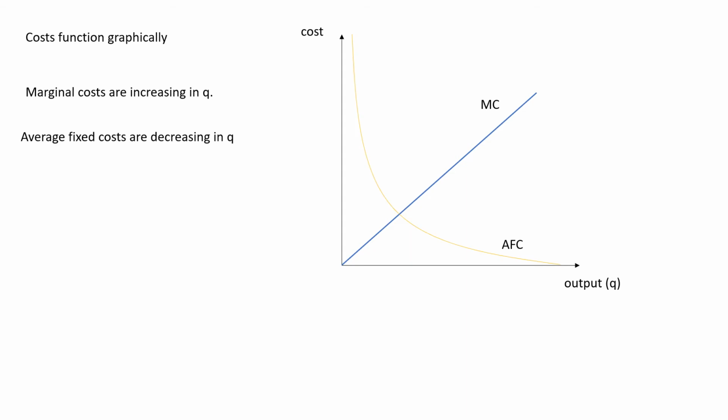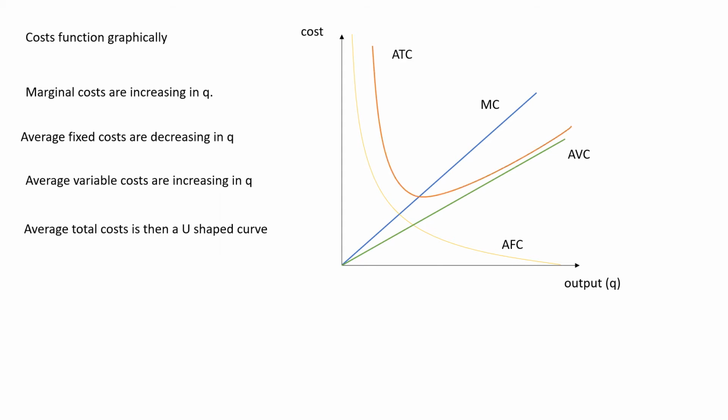Average fixed cost, that is, the fixed cost divided by output, is going to be a reciprocal function. So it will start at very high levels, but as you increase output, it's going to converge to zero. So this function, the value of average fixed cost, is going to converge to zero relatively quickly. The average variable costs are increasing in Q. This, again, is represented here by a line.